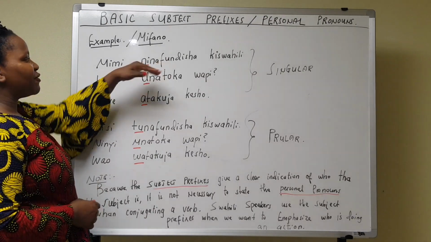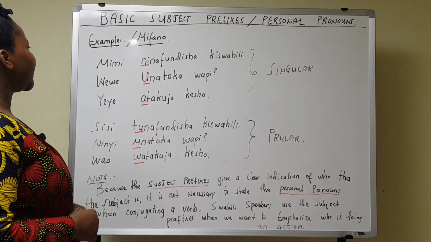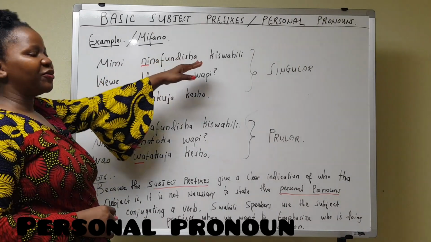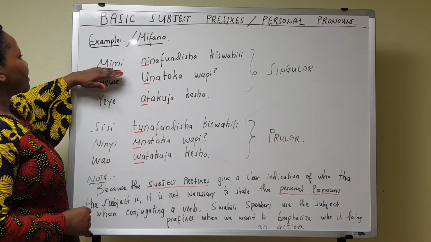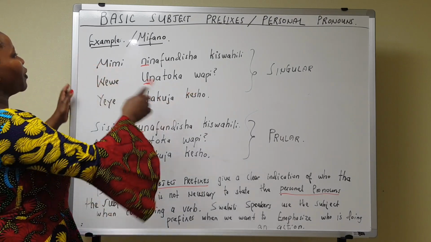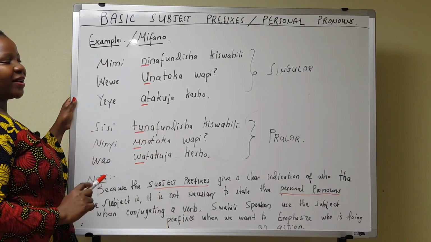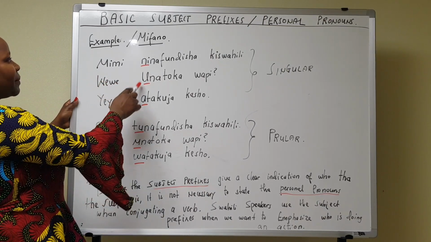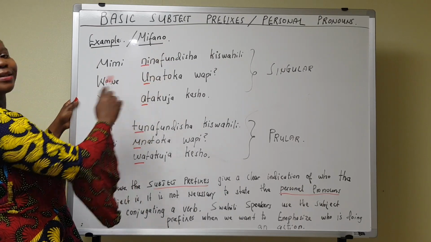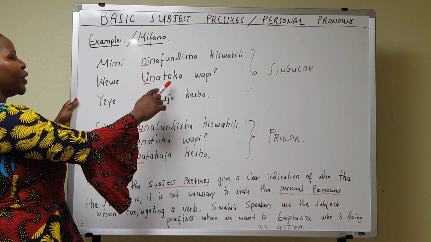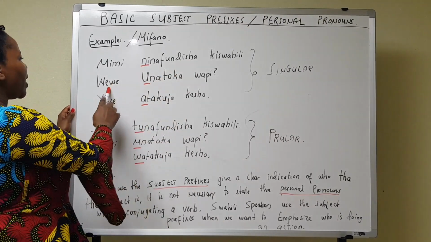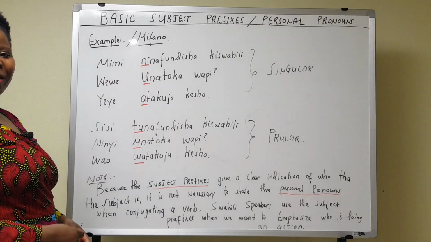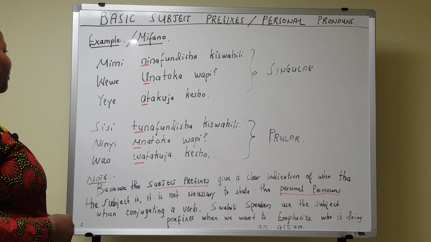So, Mimi ninafundisha Kiswahili. That means in English, I'm teaching Swahili. The subject prefix of the personal pronoun Mimi is ni. The second person is Wewe, and the subject prefix of Wewe is u. So, Wewe unatoka wapi? Where do you come from?